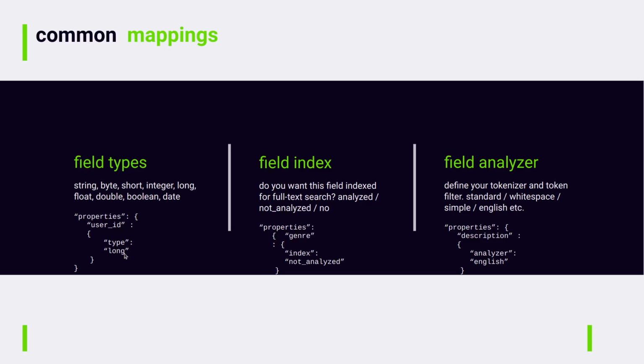You can also tell the field index. So what is field index? It is whether you want this field to be part of the full text search. If you want this field genre to be part of the full text search, you will mention index as analyzed. But if you want that this field should not be included in full text search, then you should write not analyzed. So in our case, say we don't want genre to be part of the full text search, and this field is just for information purposes, not for searching, then we can write not analyzed.